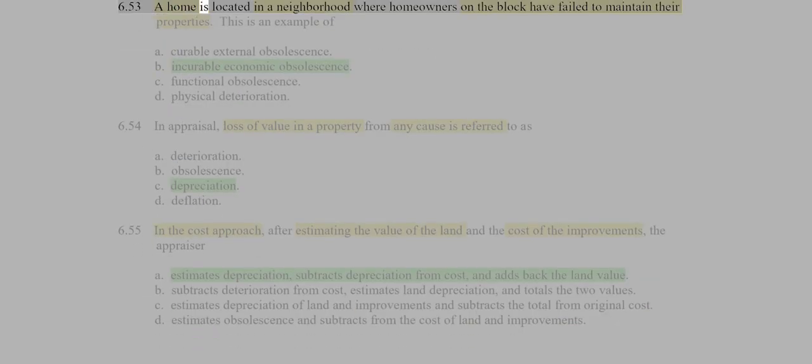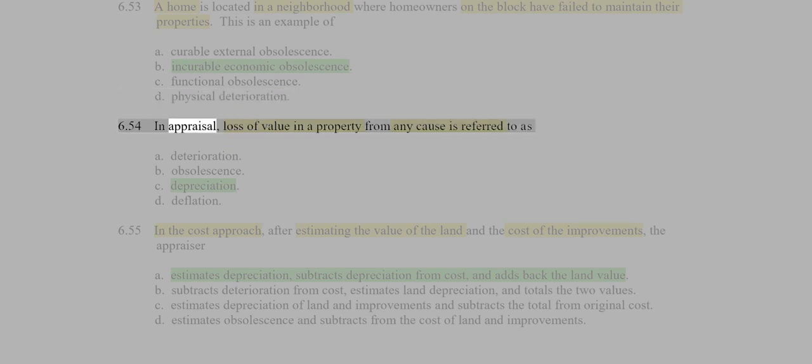6.53 A home is located in a neighborhood where homeowners on the block have failed to maintain their properties. This is an example of A. Curable external obsolescence. B. Incurable economic obsolescence. C. Functional obsolescence. D. Physical deterioration.